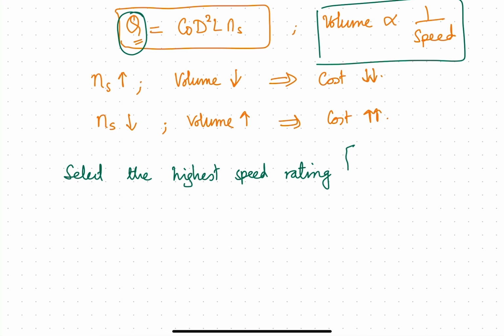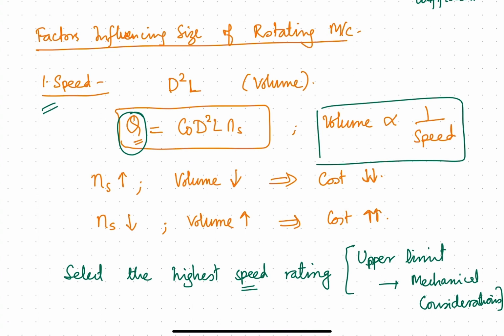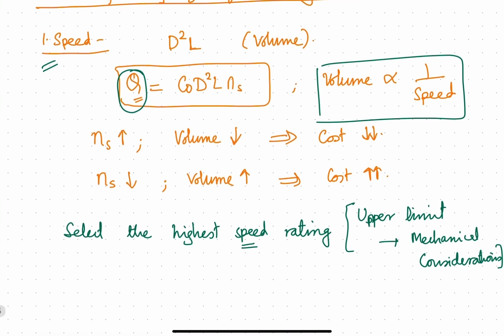However, a key thing to note here is that you cannot select the speeds arbitrarily. An upper limit is set due to mechanical considerations. These mechanical considerations have to be factored into the design process. So this was about the speed and volume.